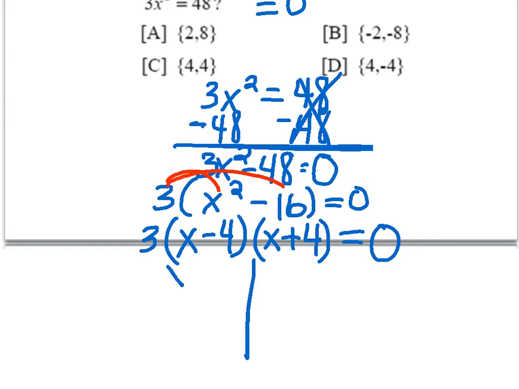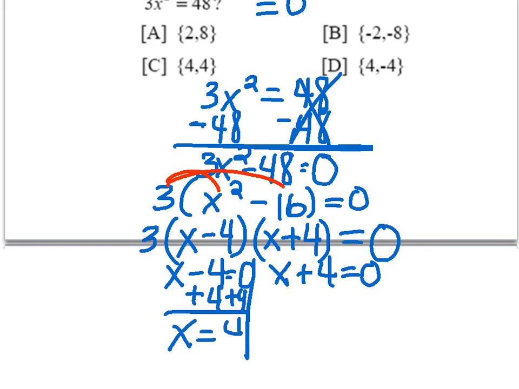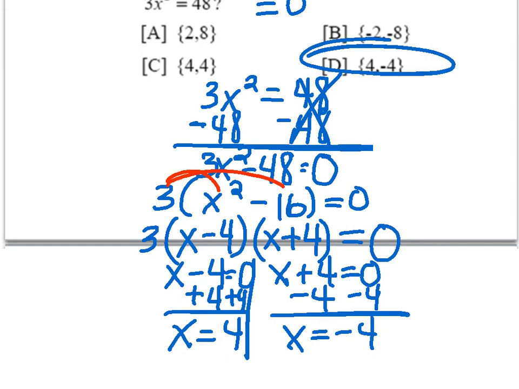And so the only two that you have to worry about solving for are the x minus 4 equals 0 and the x plus 4 equals 0. And so we add 4 to both sides here and get x is equal to 4. And we subtract 4 from both sides here to get x is equal to negative 4. So the values we're looking for are negative 4 and 4, which is the solution set here, choice D.